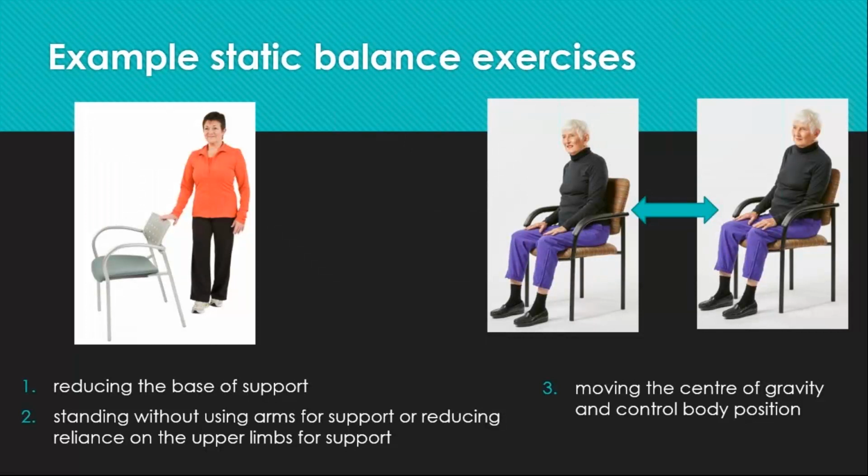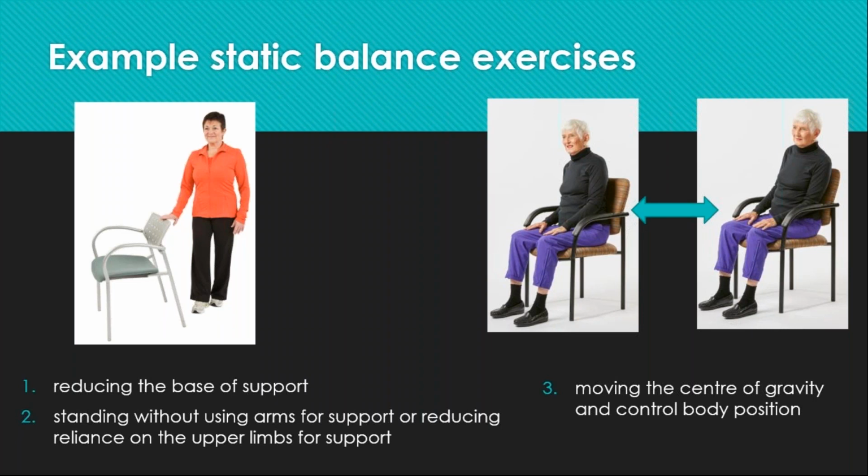So on the left-hand side, we have an example of a static balance exercise. So this is where the person is reducing the base of support. So it's easier to stand with your feet together, and then the next progression would be to bring the foot to semi-tandem stance. So they're bringing their foot just kind of right beside the big toe of the other foot, and that reduces the base of support that they have to stand on.